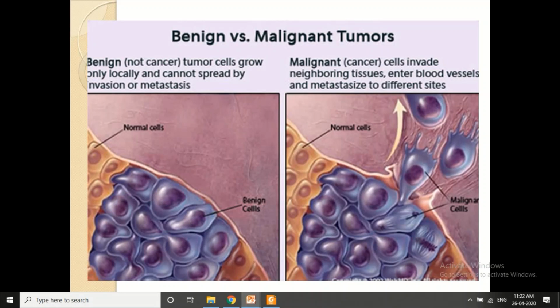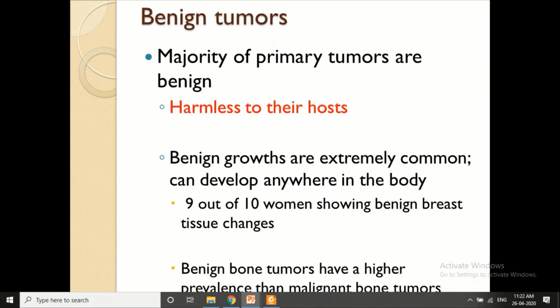In this image I have given benign and malignant tumors. You see the normal cells and the benign tumor are completely distinguished. There is no detachment in the benign tumor, but in malignant tumors, some of the cells escape from the tumor and go and invade secondary sites.